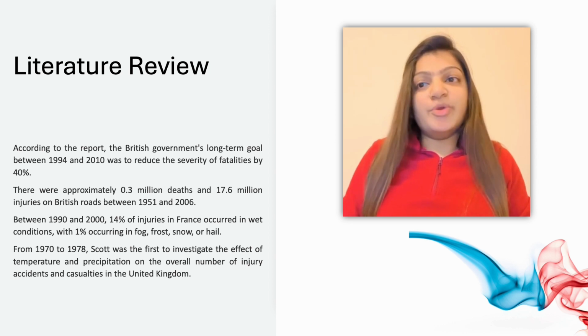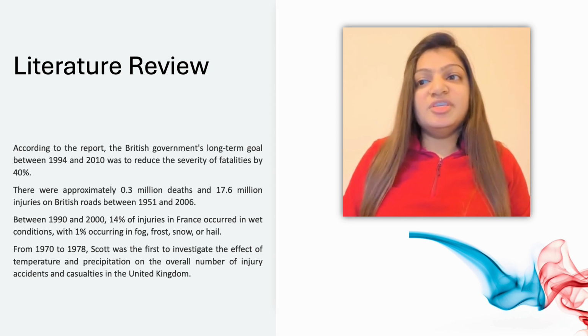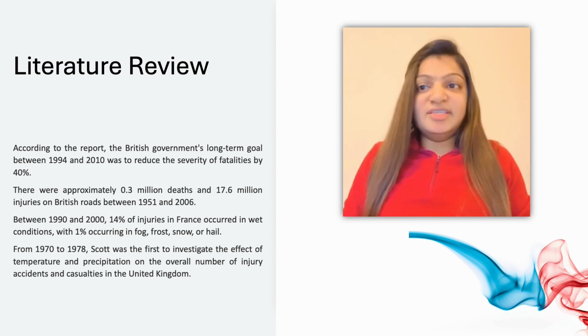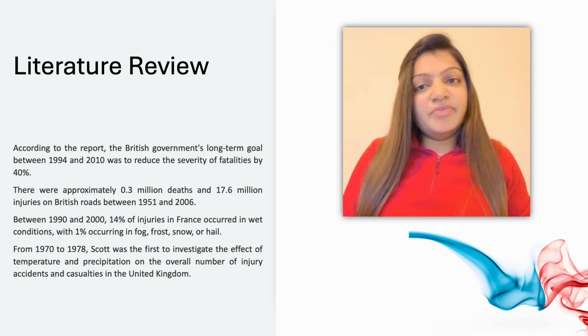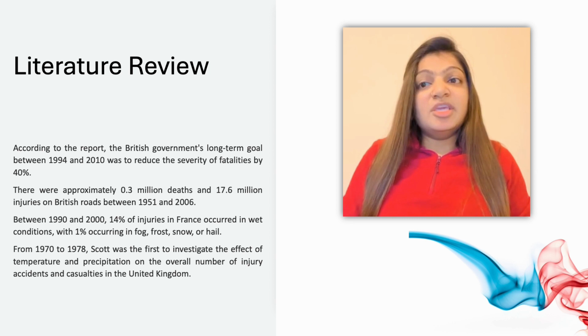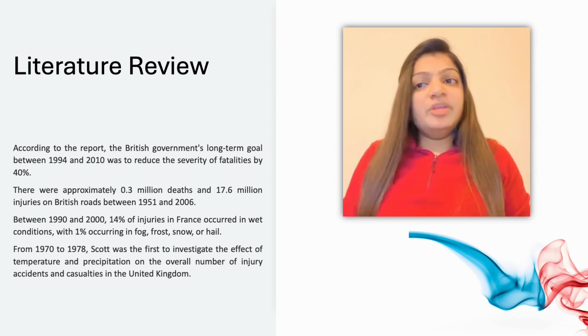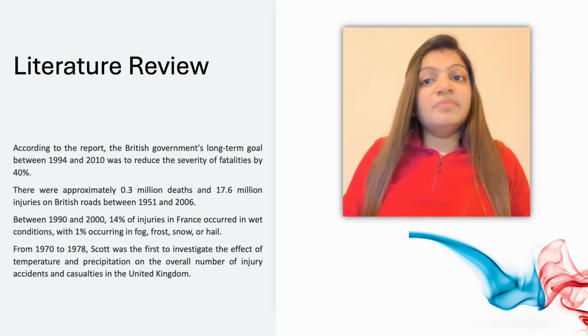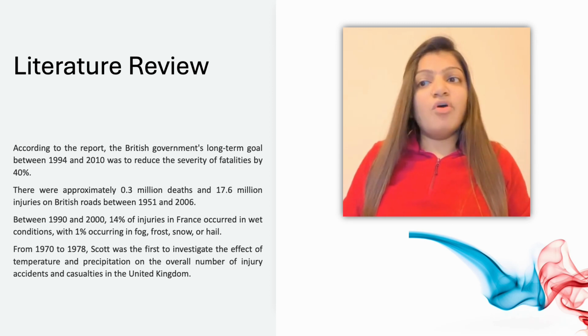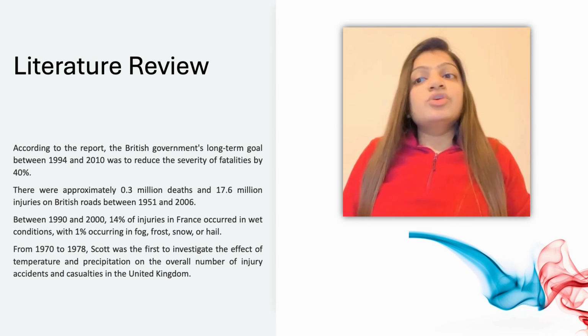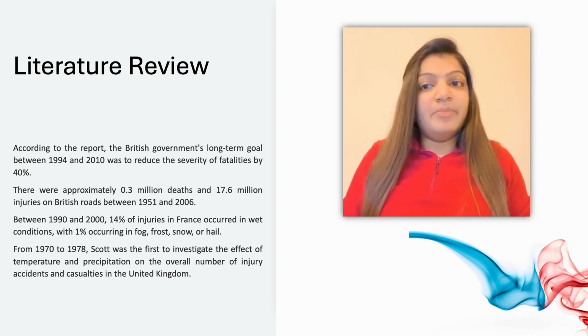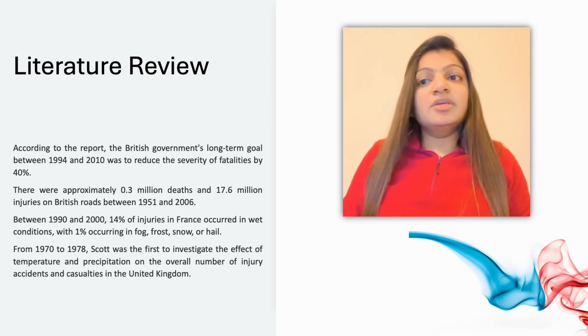According to the research, the British government's long-term objective was to reduce the severity of accidents by 40% between 1994 and 2010. Between 1951 and 2006, there were approximately 0.3 billion deaths and 17.6 million injuries on British roads. From 1990 to 2000, 14% of injury accidents in France happened in wet conditions, with 1% happening in fog, frost, snow and hail. Scott was the first to investigate the impact of temperature and precipitation on the overall number of injuries, accidents and casualties in the United Kingdom from 1970 to 1978.